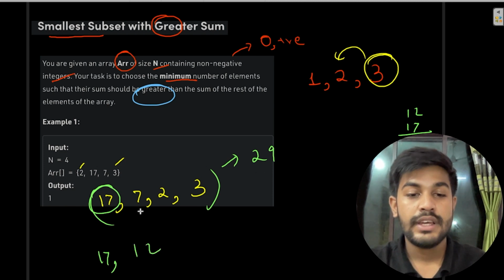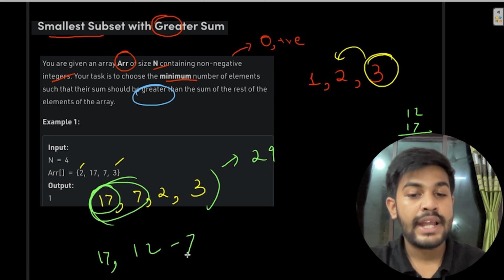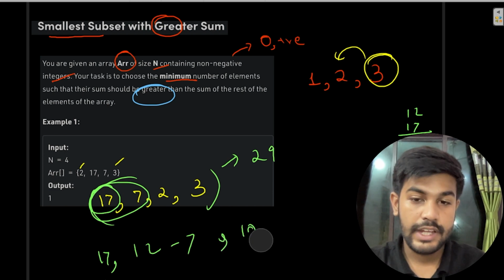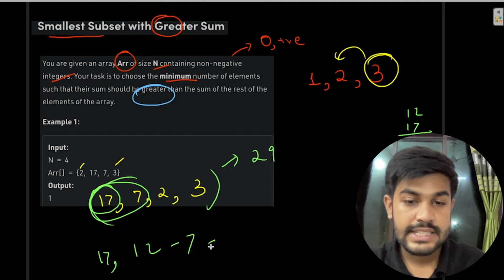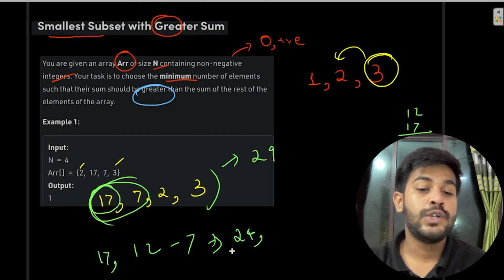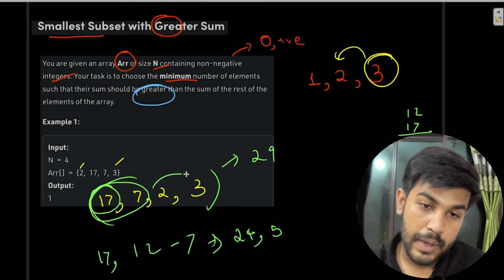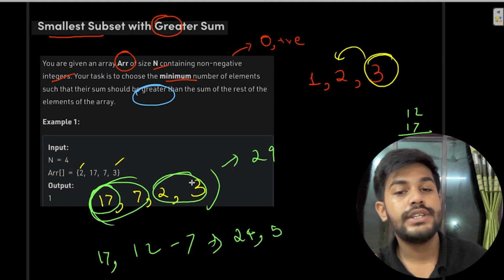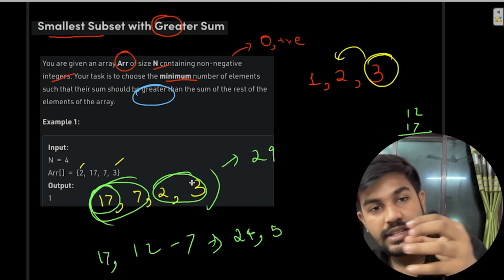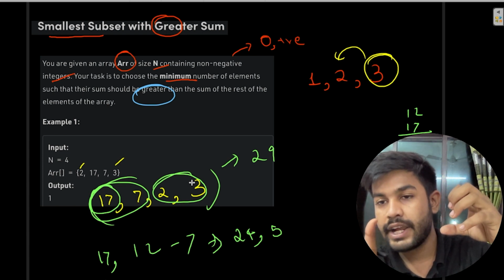So 12 would remain. Then we would move forward and add 7 to 17 and subtract 7 from 12. Then this value would be 17 plus 7, which is equal to 24, and the remaining is 5 itself. So what we can do is find the whole sum and then start iterating from the large elements. We would just include large elements, count them, and the remaining side would get shortened down.